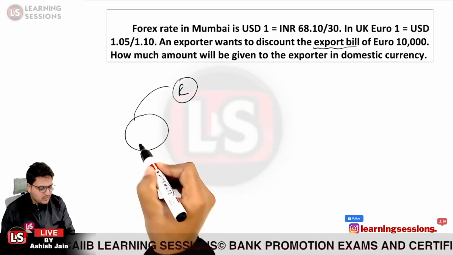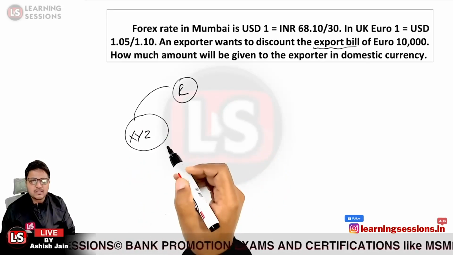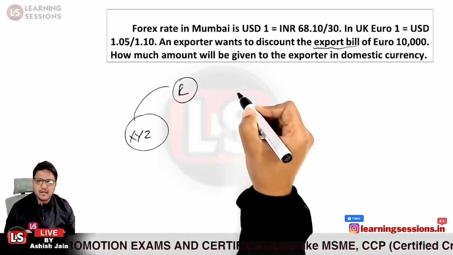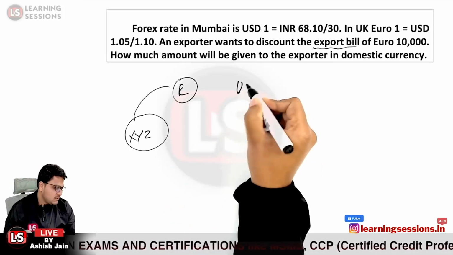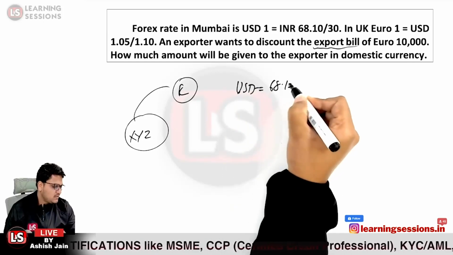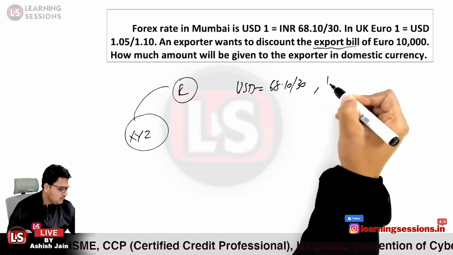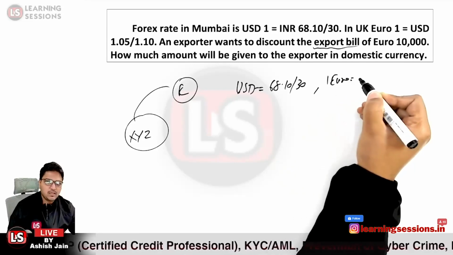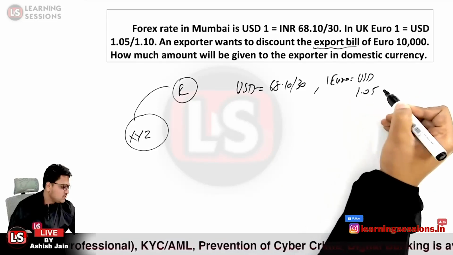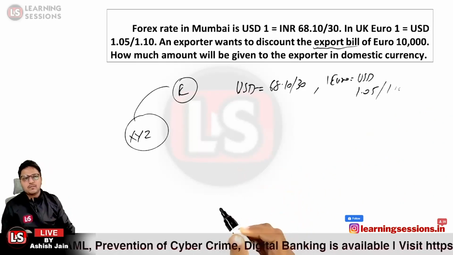So E went to the bank over here, XYZ bank we are considering for our reference purposes, and we are just thinking about what price will be quoted by the bank to the customer. Now the Forex rate for 1 USD to INR is given to be 68.10/30, and further in the UK, 1 euro is given to be 1.05/1.10 USD.